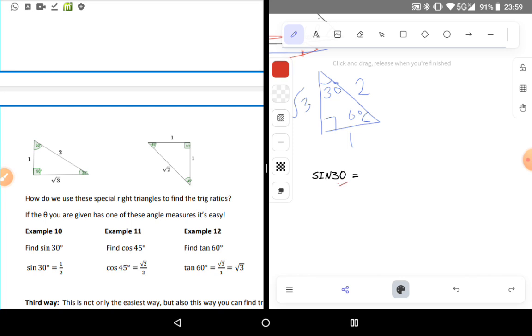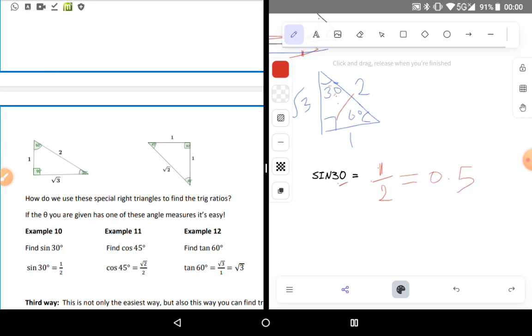So what is the opposite of angle 30? Which is what I have here. That is 1. So I have 1 over the hypotenuse. What is the hypotenuse? The hypotenuse is the one facing the right angle, which is angle 90. So I have 2 there, which is 1 over 2. And if I punch this into my calculator, sine 30, it will also give me 0.5 or 1 over 2.